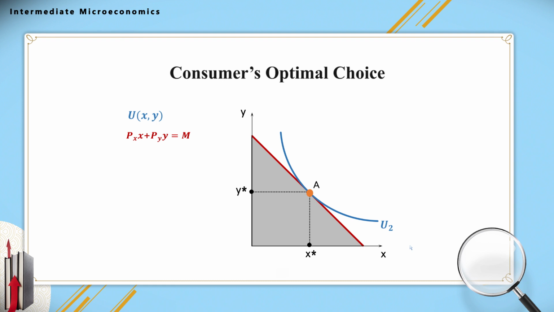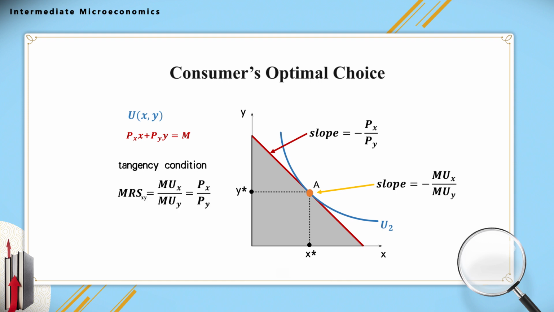Recall that the slope of the budget line is minus Px over Py, while the slope of the indifference curve is minus MUx over MUy. Now, we conclude that at the optimal consumption bundle (X*, Y*), Px over Py equals the marginal utility of X over the marginal utility of Y. It is, MRS of X for Y equals the relative price of the two goods.